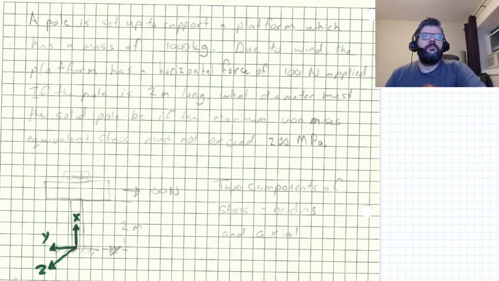to be applied. And then we want to figure out, if the pole is 2 meters long, what diameter does the pole need to be, if it's solid, in order for the maximum von Mises equivalent stress to not exceed 200 megapascals. Since we're worried about von Mises, that's an indication this is a ductile material. So if we're saying that we don't want it to exceed 200 megapascals, maybe we're aiming for a safety factor of 2, because this particular material has a yield strength of 400 megapascals, or whatever it happens to be.